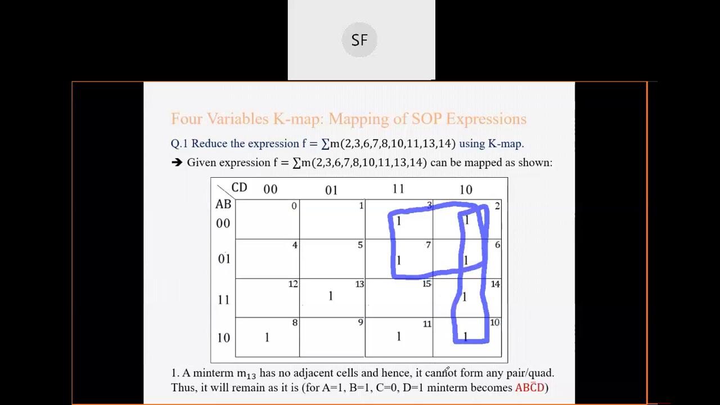Okay. So now again, the two quads are done. What about 2, 3, 11, 10? Is this possible, sir, or not? 11, 10, 2, 3. It is possible or not? 11, 10, 2 and 3.